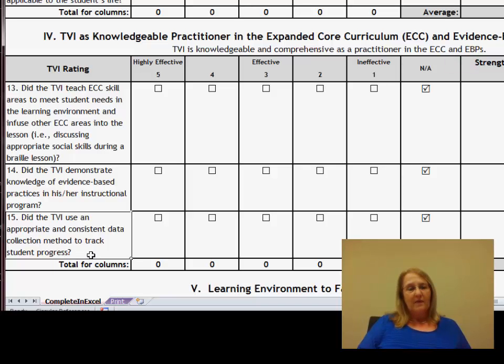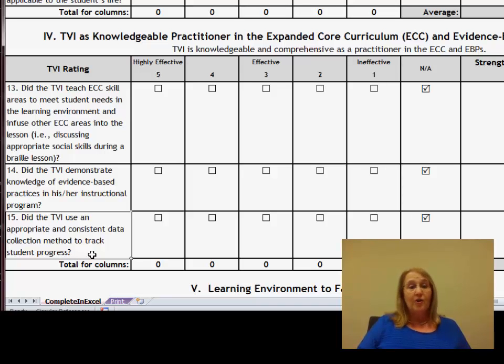That's where a very important evidence-based practice occurs, because data collection, as you know, is critical to showing student progress and accountability. And if we're just teaching without collecting data and showing that progress, then there's no way to know if you're being an effective teacher, if you're making a difference in the student's learning and life. So that's a really important one to think about. Was there any data collection observed? And it should be observed in every lesson.